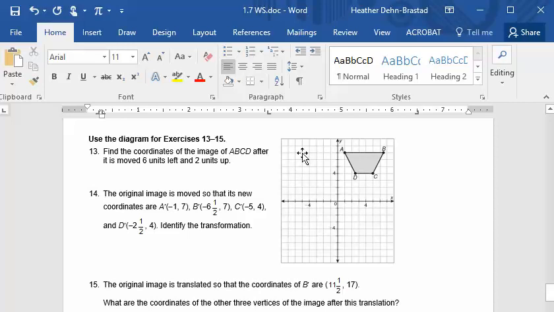You do not have to redraw it. You can just tell me what the coordinates will be. It might help you to write down what the coordinates now are, and then you can just apply the rule, or maybe you want to sketch it and find the coordinates that way. And then number 14 says the original image is moved so that its new coordinates are so on, and then tell how did it get there? Was it a reflection, a rotation, a translation?